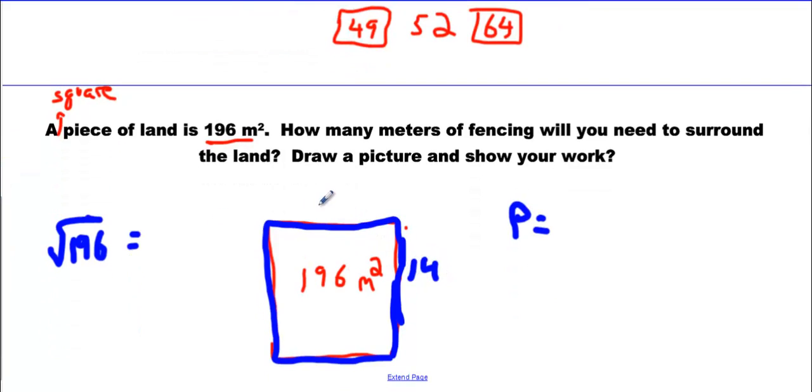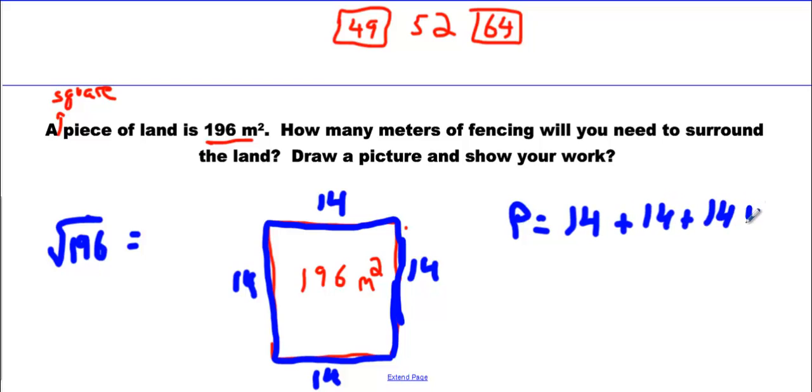And we know it's a square, so all the sides are 14. Because 14 and 14 makes what? 196. We're going to add all the 14s up because that's what fences do. They go all the way around. We're going to go 14 meters plus 14 meters plus 14 plus 14. Some of you are like, Mr. Malcolm, just do 14 times 4. Yeah, you can do that. And that's going to make 56 meters. That's the length of the fence.